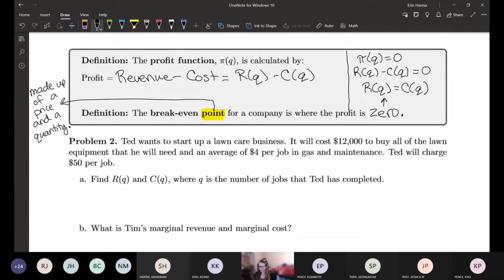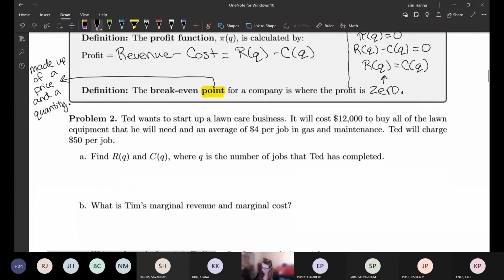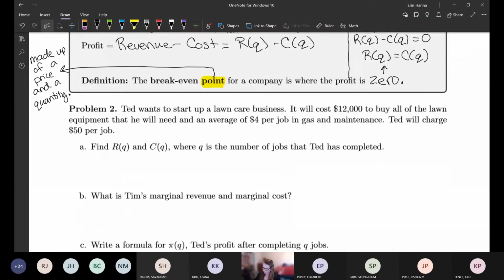So let's say we've got our problem here that Ted wants to start up a lawn care business. It's going to cost him $12,000 to buy all the lawn equipment that he will need, and it's going to cost an average of $4 per job in gas and maintenance. Ted will charge $50 per job. So the first thing we're asked to do is to find the revenue and cost functions here. So cost and revenue here.